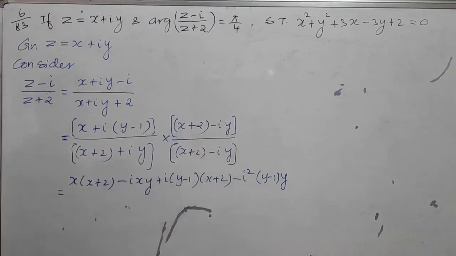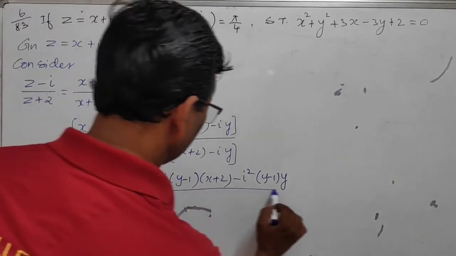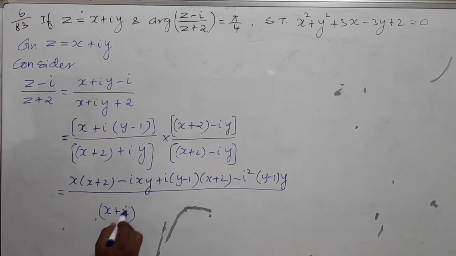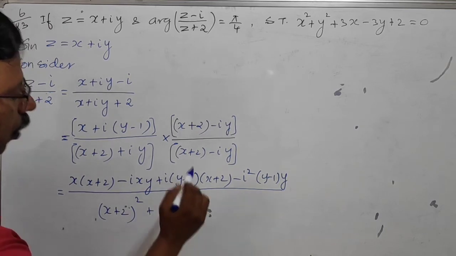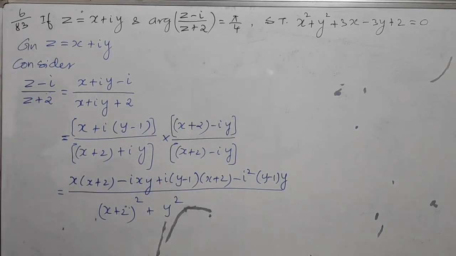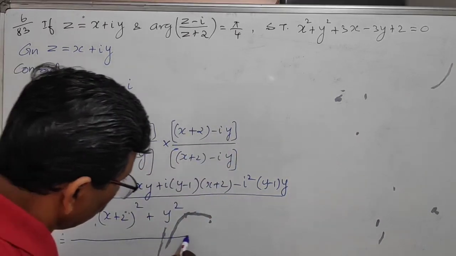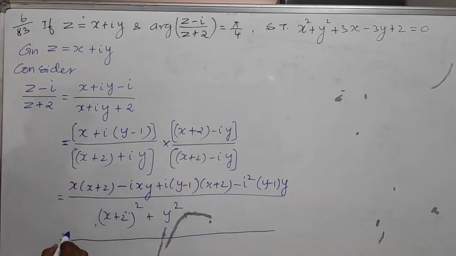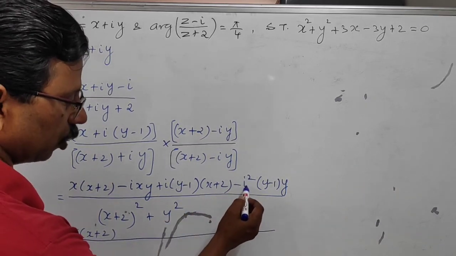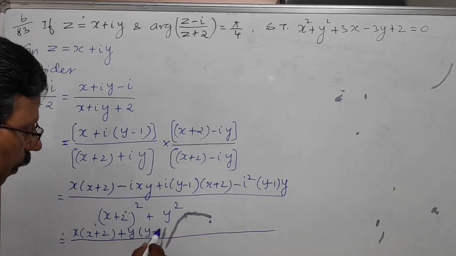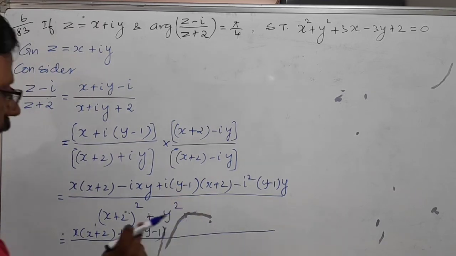Okay, so we have multiplied the numerator; now the denominator. This is z into z conjugate, which is always the real part squared plus the imaginary part squared. The real part is (x plus 2), the whole squared, plus the imaginary part y squared. Now we can rearrange the real part and the imaginary part of the numerator. The real part is x into (x plus 2), then here i squared is minus 1, minus a minus gives plus 1, then plus y into (y minus 1). These two are real parts, and these two are imaginary parts.